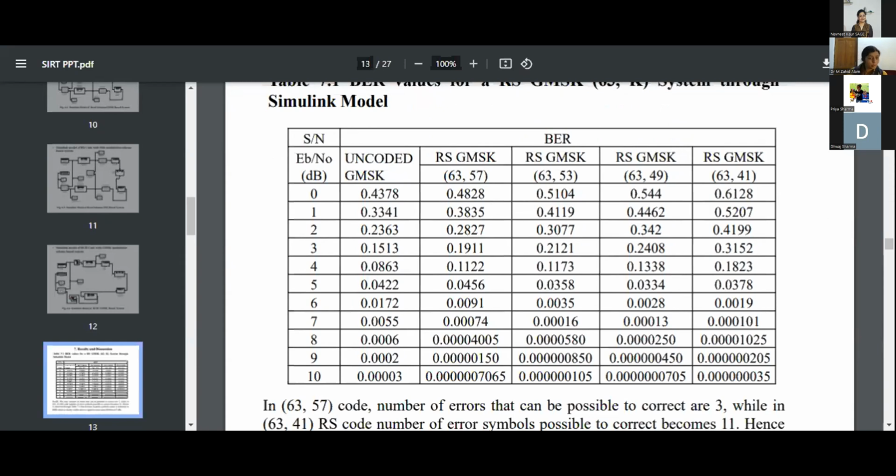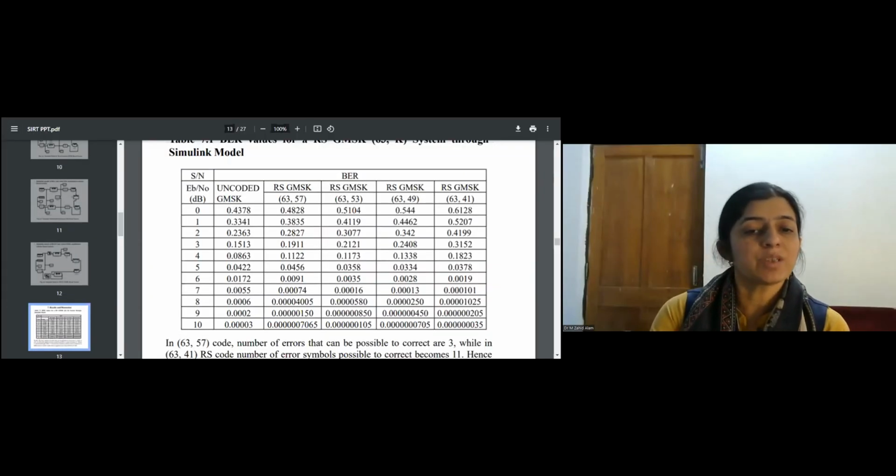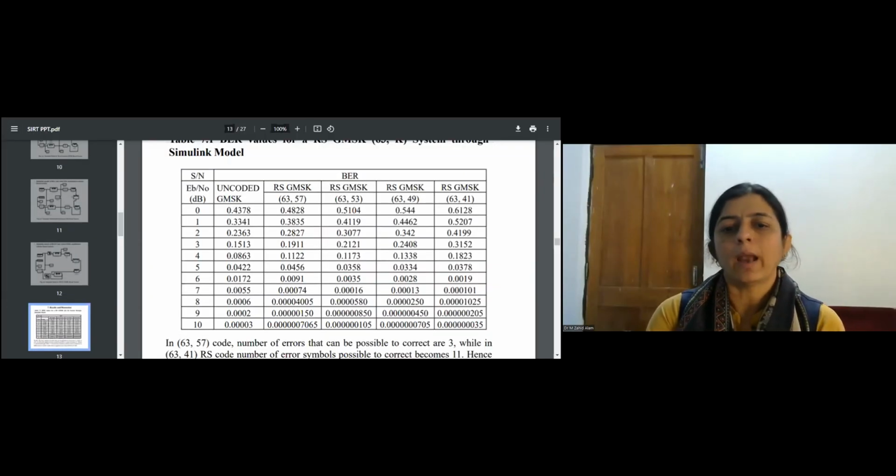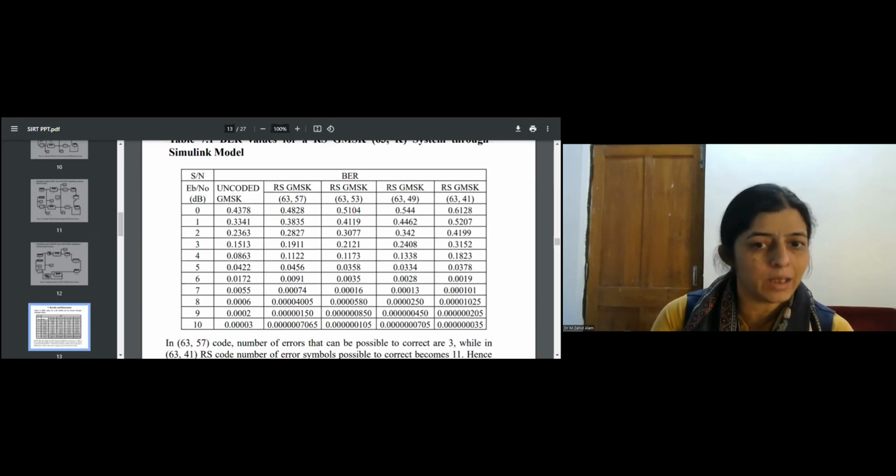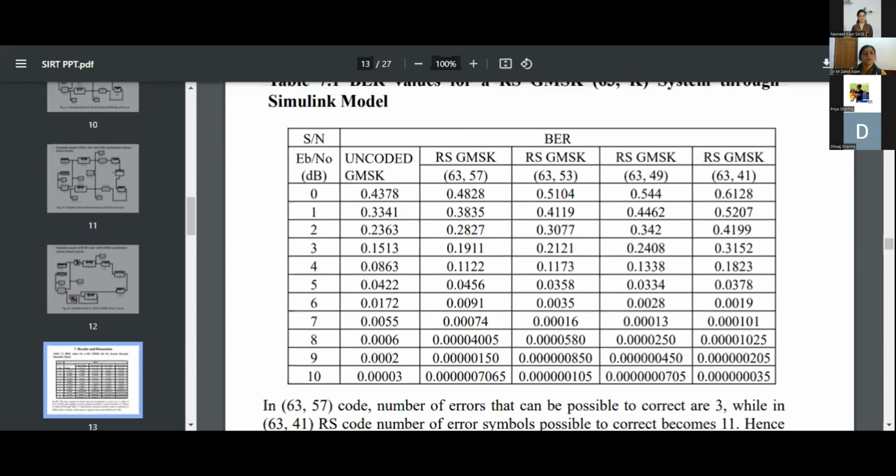If you compare these uncoded values with a coded column, here we have used RS code, and 63,57 indicates that 57 is the message symbols and 63 minus 57 is the parity symbols. Likewise, when you see the last column, here the message symbols are just 41 and the rest, 63 minus 41, is the parity symbols. So parity is increased. If parity is increased, bit error rate has to reduce.